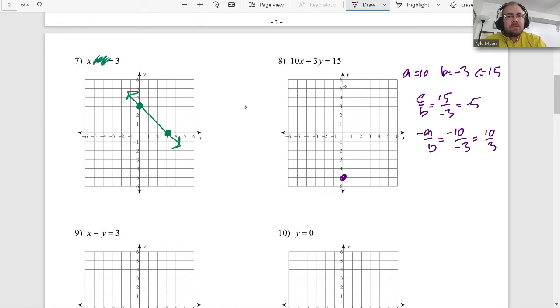5, 10, 1, 2, 3. Ooh, that's a steep slope.